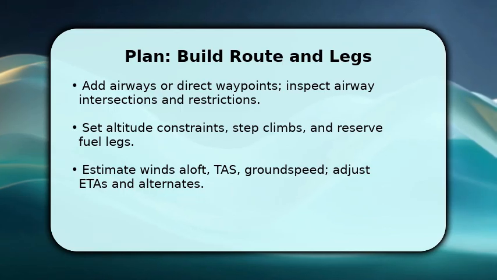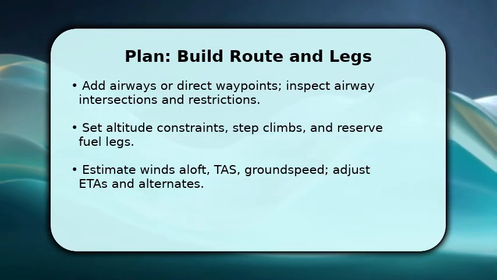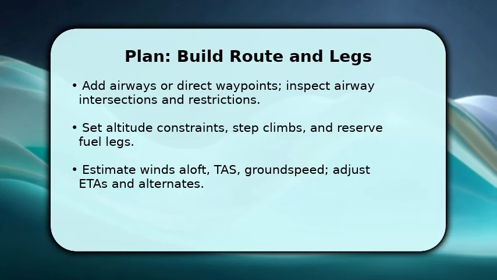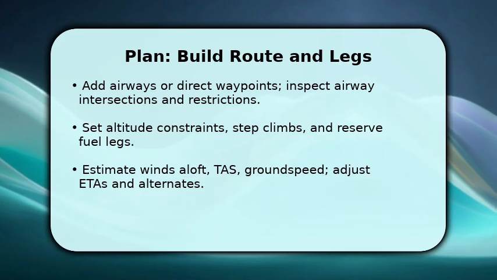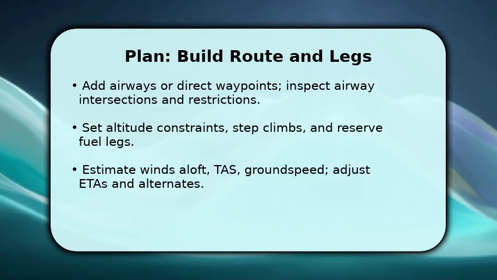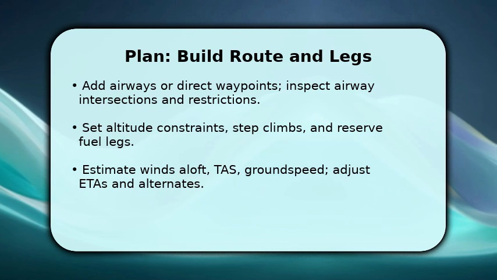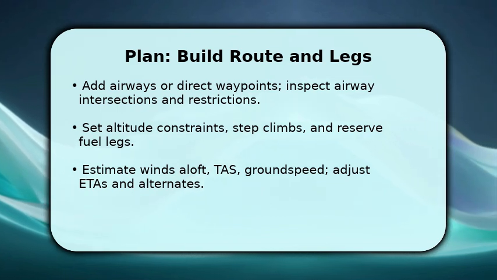Then, set reserve fuel and alternate planning legs so margins are visible in totals. After that, estimate winds aloft and calculate true airspeed and ground speed for each leg, which updates ETA. Make sure to iterate until timings and fuel numbers are realistic.